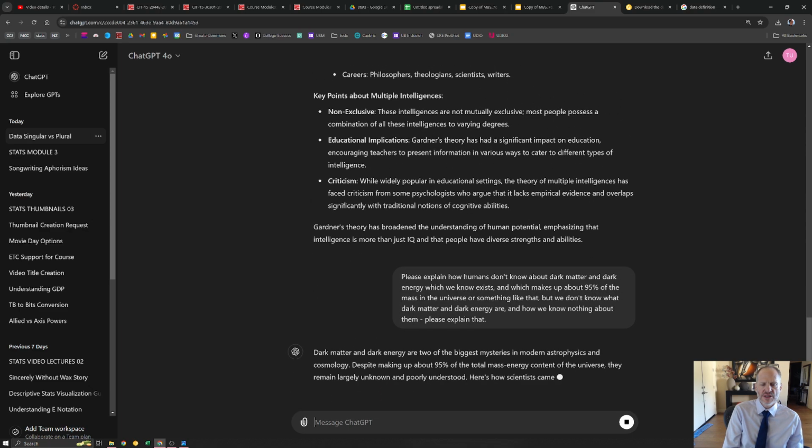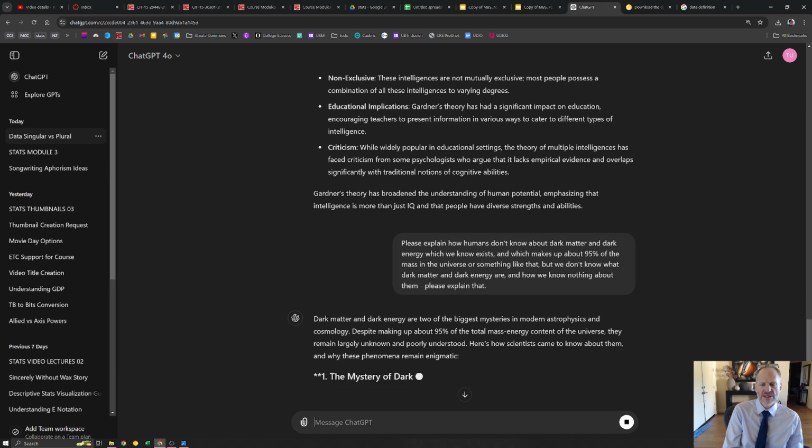Dark matter and dark energy are two of the biggest mysteries in modern astrophysics and cosmology. Despite making up about 95% of the total mass energy content of the universe, they remain largely unknown and poorly understood. So 95% of the total mass and energy in the universe we know nothing about. Like we're living in the 5% that we do know, which is extraordinary. So just being able to say I don't know is really important.